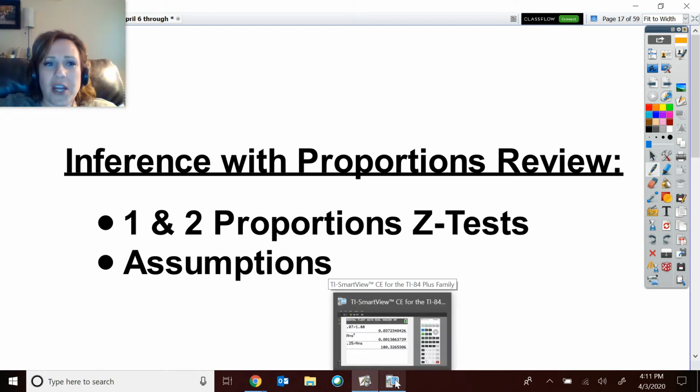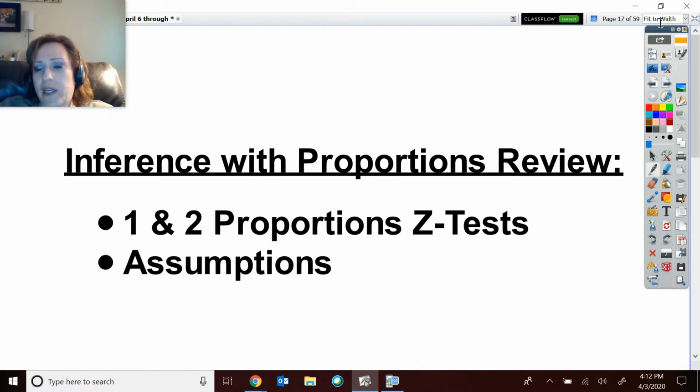All right, let's do our Inference with Proportions review video 3. In this one, we've talked about intervals, and we've talked about how to change the size of intervals, so now let's go on to z-tests. And then we'll end with all those assumptions and getting real and what the criteria we need to meet.